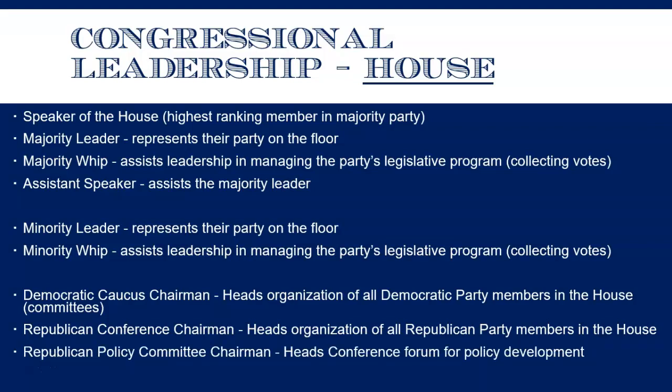Then you have the policy committee chairman. They head the conference forum for policy development, not as important as the other parts. Give you a few moments to write this down.